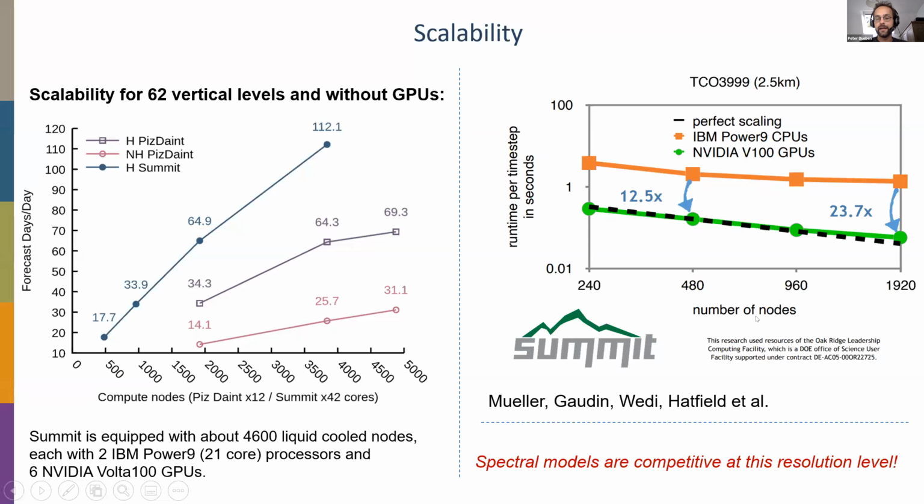And basically, what you should get from this slide is to some extent that spectral models are still very competitive at this level of resolution. So this number of more than 100 forecast days per day is really among the top you could hope for from models at this resolution. So I don't think it's early enough to say that spectral methods are going to be dead if you further increase resolution.